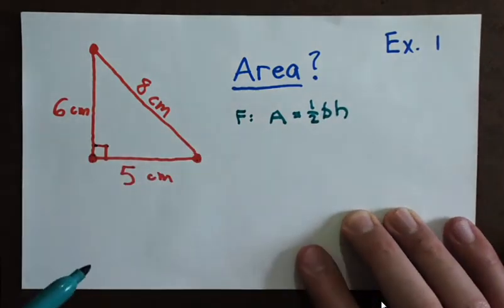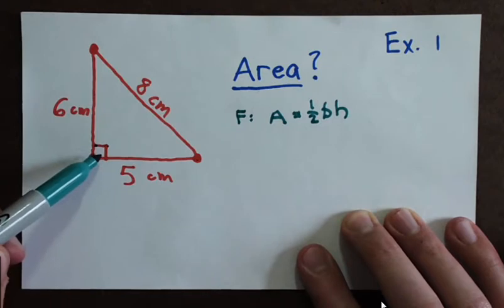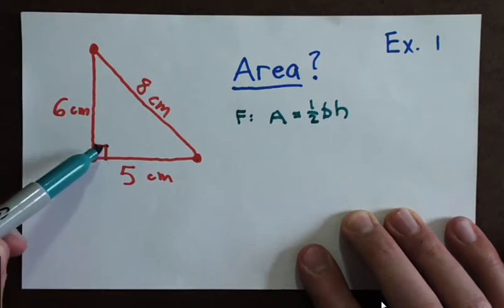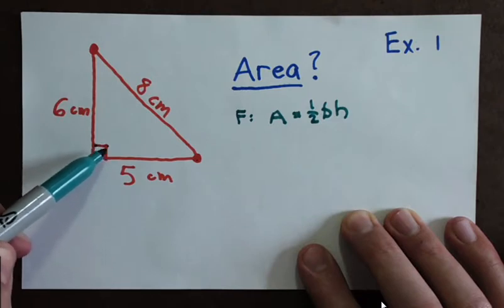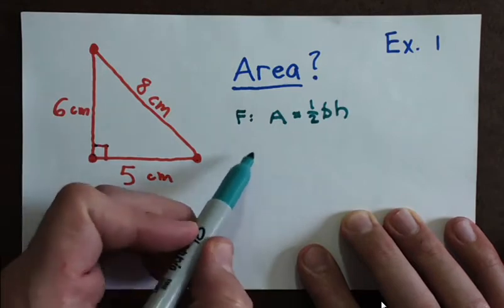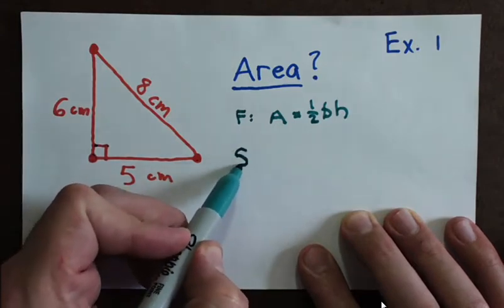Now, to determine the base and the height, you're looking for this right here. It's got to be a perpendicular. The height is perpendicular to the base. So this 90-degree box right here is going to touch the height and the base. Okay? So our next step is S. We're going to substitute in.